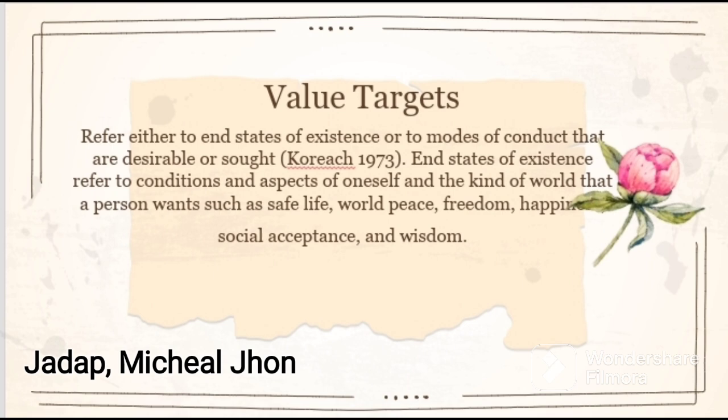Good day everyone. My topics are all about values and motivation. First, I will discuss all about the values targets. Values targets refer either to end states of existence or to modes of conduct that are desirable or suitable, according to Rokeach 1973. End states of existence refer to conditions and aspects of oneself and the kind of world that a person wants, such as safe life, world peace, freedom, happiness, social acceptance, and wisdom.